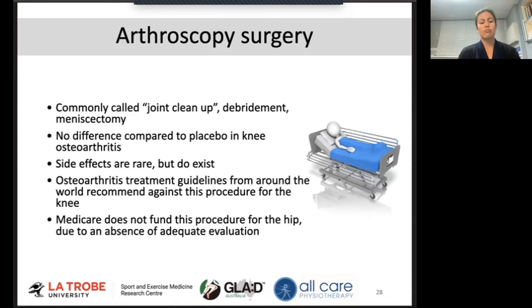It's also important to remember that each surgical procedure has risks that must be considered, including infection. So in the knee, guidelines all around the world actually recommend that arthroscopy should not be performed for people with knee osteoarthritis. And in the hip, there is much less guidance at this point in time. Because of this lack of guidance, Medicare doesn't actually currently fund this procedure for the hip in osteoarthritic patients.